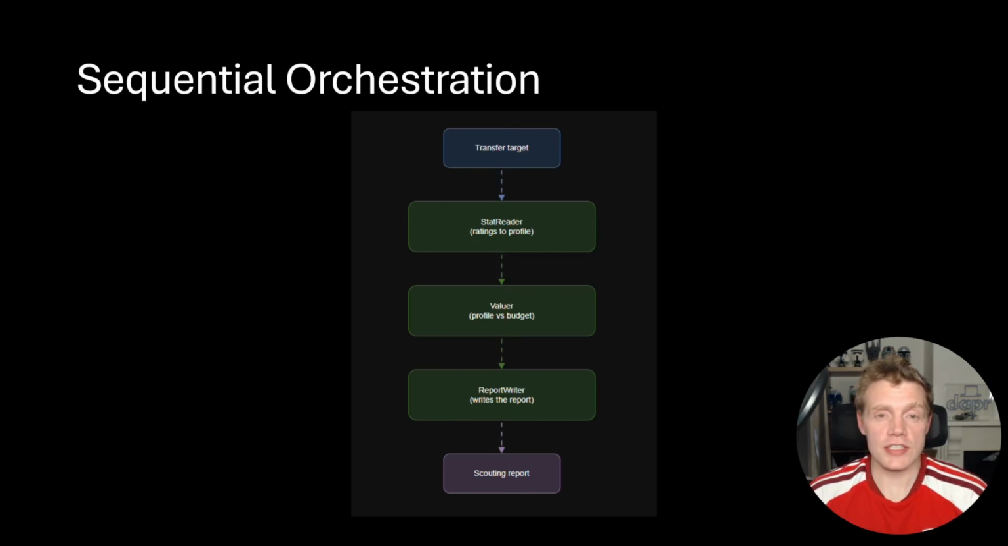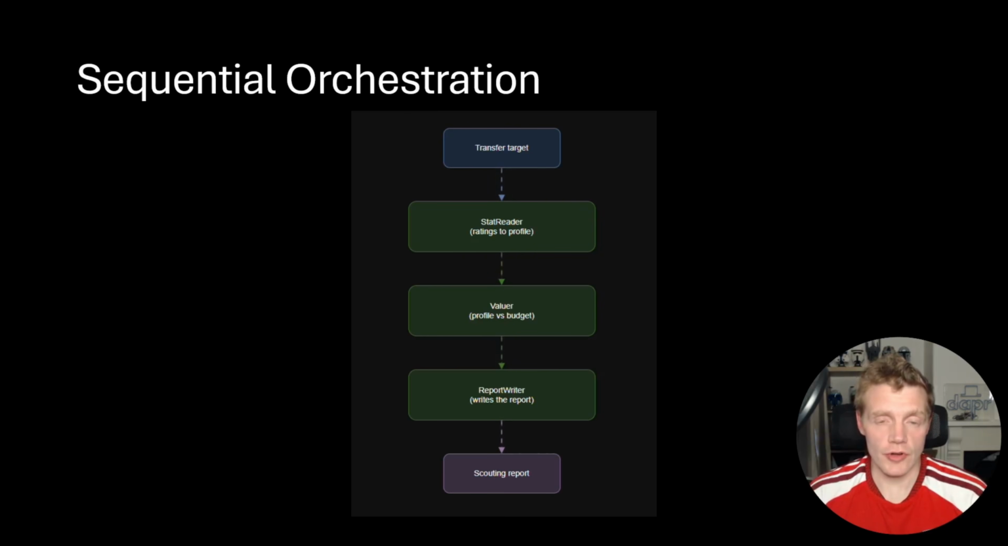This means that agents are arranged in a logical pipeline where each agent processes the task one after the other. The output from one agent is used as input for the next, and this is great for workflows where each step depends on the previous agent.